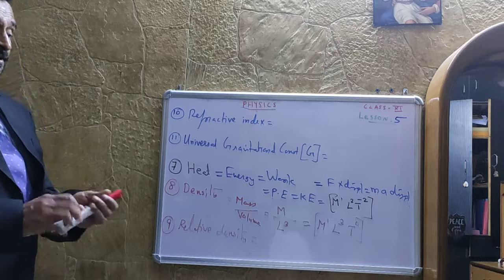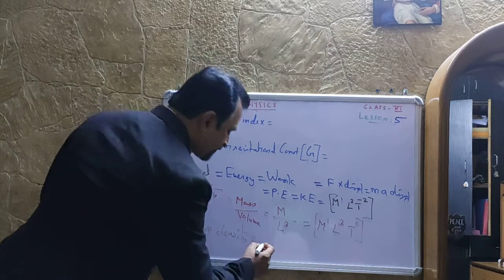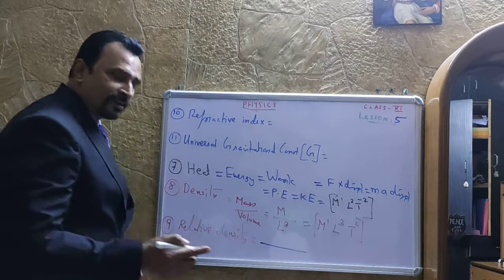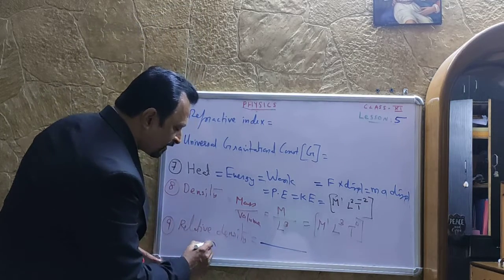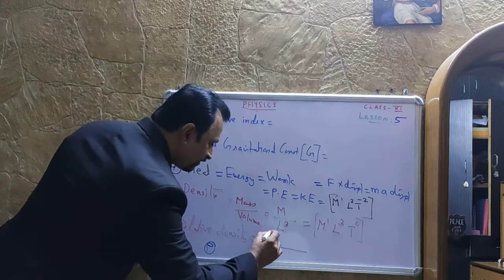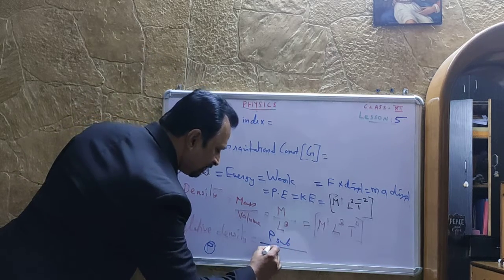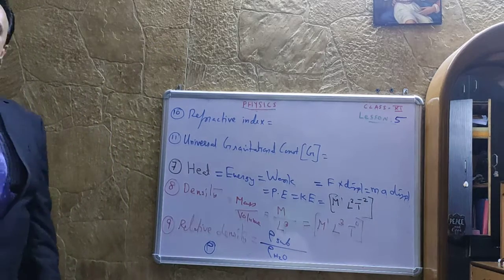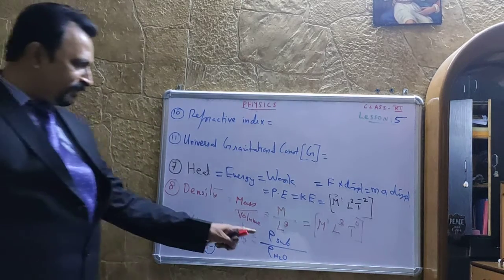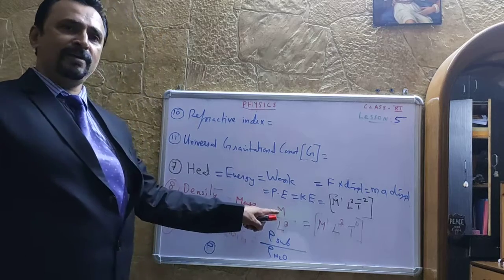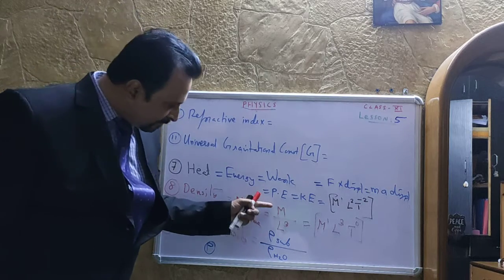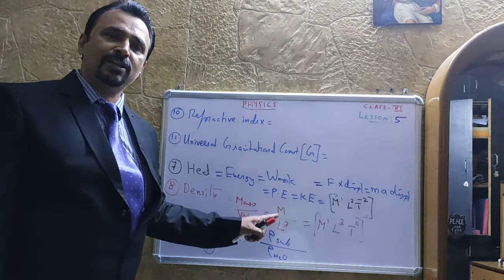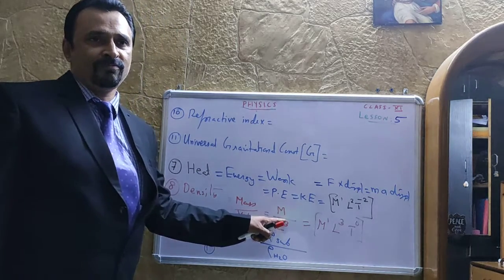Another term which you studied in class 9 is relative density. How do you define relative density? Density of a substance, and the symbol used for density is D, another symbol is rho, divided by density of water. That is called relative density. What is the formula for density? Mass upon volume. And what is its unit? Mass is kilogram, length is meter. So the unit of density is kilogram per meter cube. Is it right?